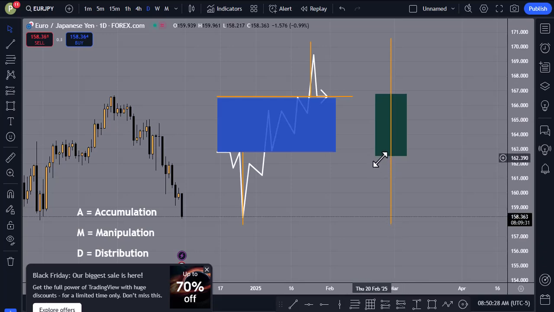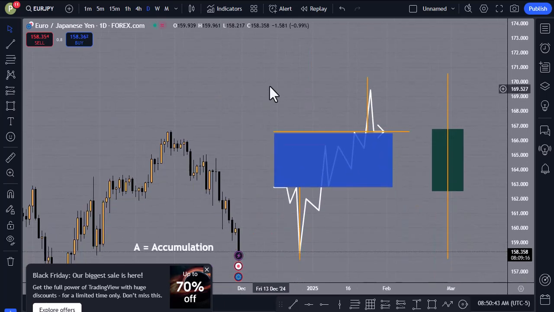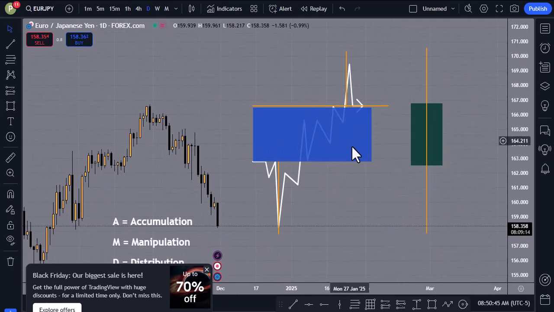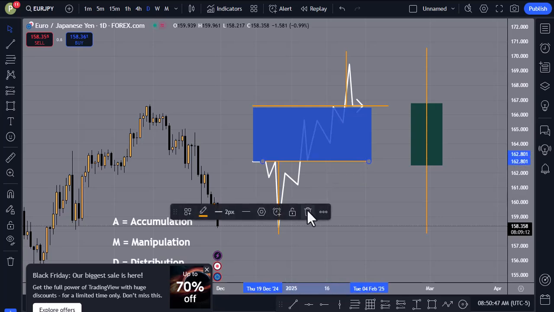So first of all, it will start when it opens. It will accumulate, usually during the Asian session, and then it will come down, manipulate, then distribute, come down and close. So this is how a bar is being formed. Okay, so that's not our focus for today. So let me get rid of all these things. It's not what we are going to focus on today.